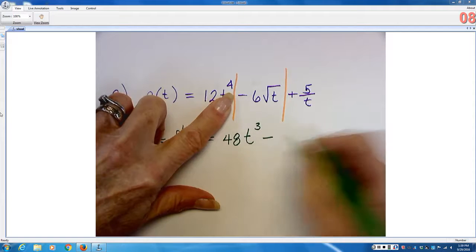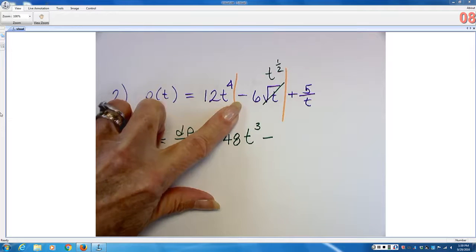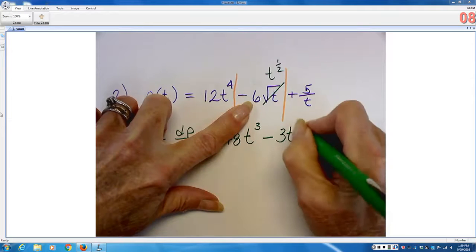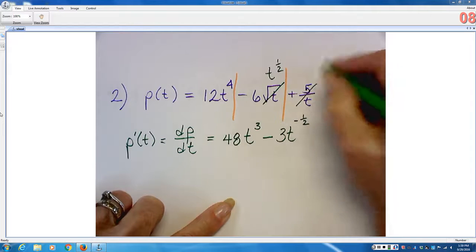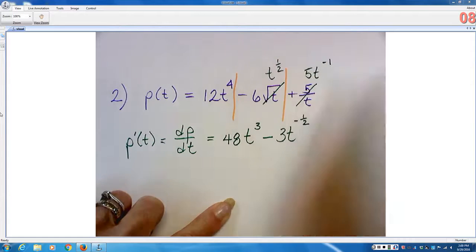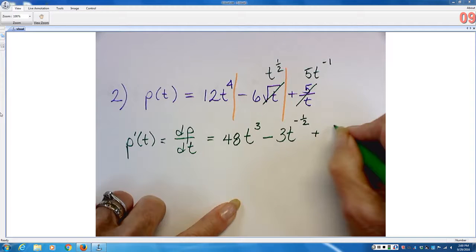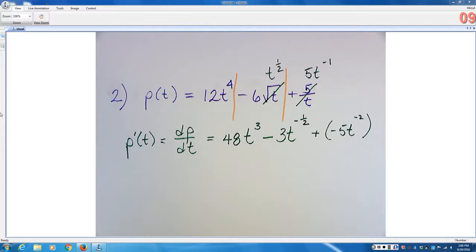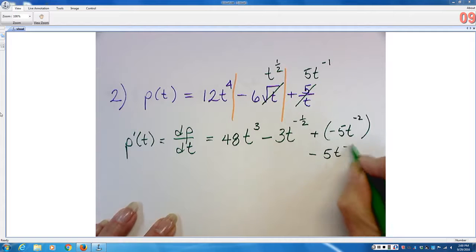minus, this has to be changed to t to the 1/2 power. So 1/2 times 6 is 3, and t to the 1/2 minus 1 is negative 1/2. And this has to be changed to 5t to the negative 1. So plus negative 1 times 5 is negative 5t to the negative 2, with or without the parentheses. You can drop the parentheses and just put that as minus 5t to the negative 2.